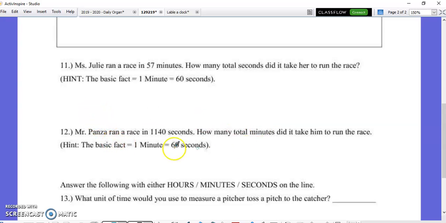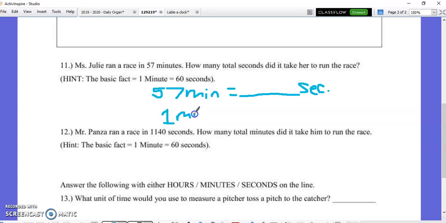Number 11 and 12 are converting minutes, in this case to seconds, and for 12, seconds being converted to how many minutes. You need to know the basic fact, and you need to make it matchy-matchy. Here's how we set things up. I will do number 11. I hope the students can complete number 12 on their own. 57 minutes is equal to, at this time, we don't know how many seconds. The basic fact is 1 minute equals 60 seconds. I have to put minutes underneath minutes, so I can't put the 60 seconds underneath the 57 minutes because everything needs to be matchy-matchy, which means my 60 seconds needs to go over here.